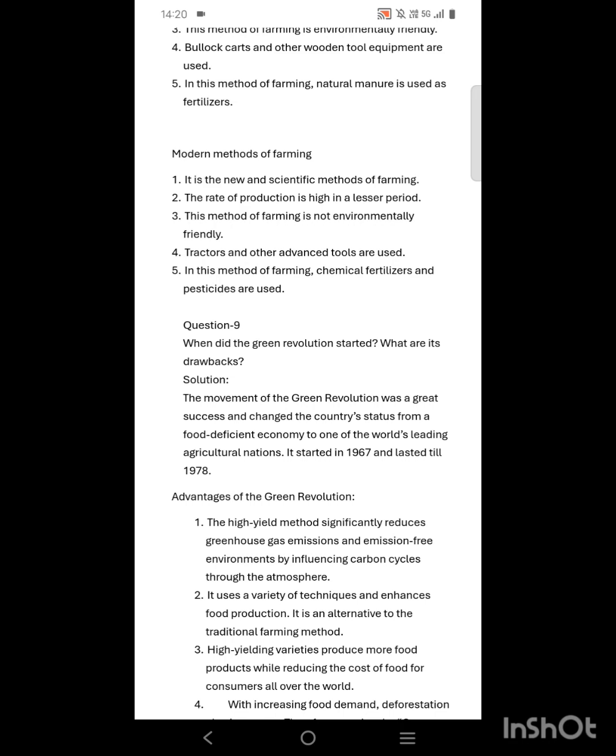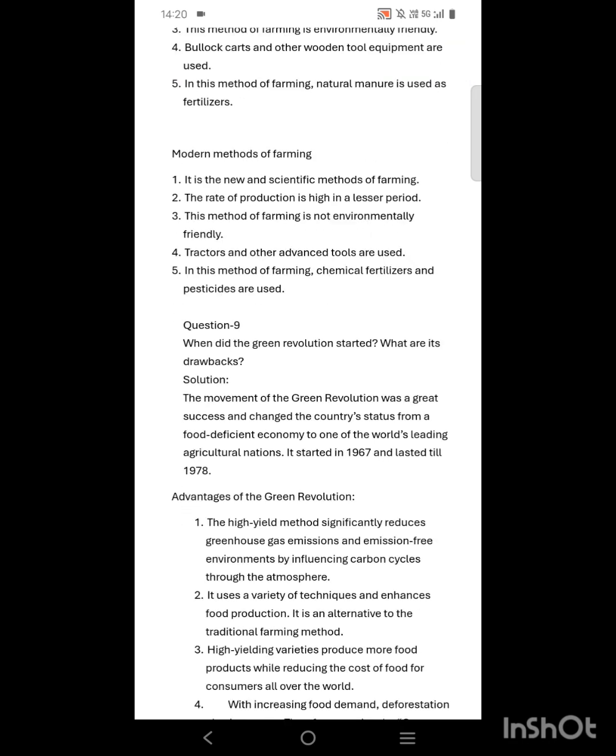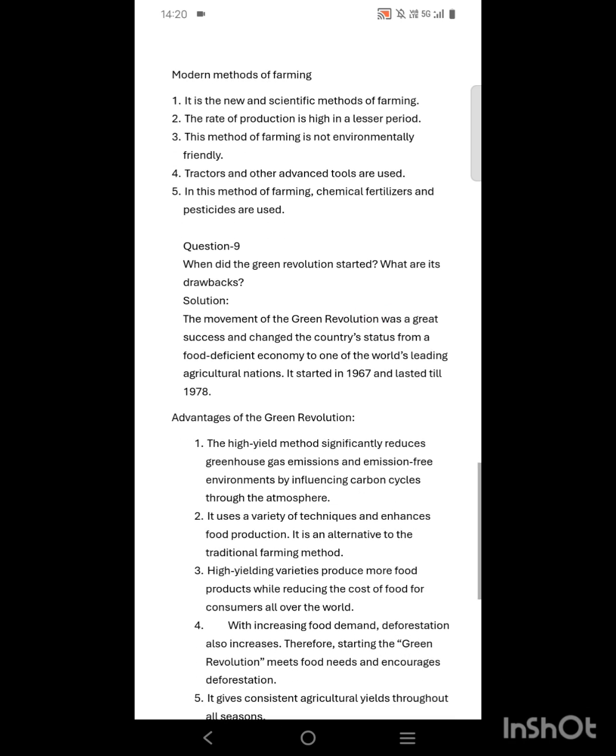In traditional farming we can see that bullock carts and wooden tool equipments are used, but here advanced tools and tractors are used for harvesting. Also in this method, chemical fertilizers and pesticides are used, which are damaging. Not the whole cultivation is damaged, but some part of the cultivation is damaged, and the damaged foods are consumed by us.